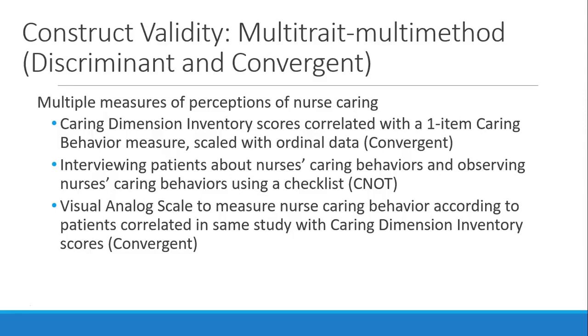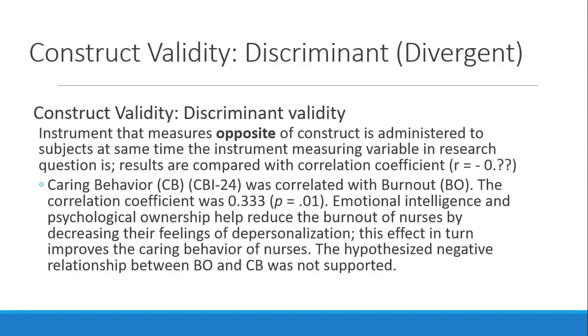A visual analog could be used to measure nurse caring. That's the 10 centimeter line, looking at where that line falls and measuring it in millimeters, and then also correlating that score, that one score, with a total score in the Caring Dimension Inventory, and that would establish convergent validity too. Discriminant validity, opposite direction, so that you might have an inverse correlation coefficient.